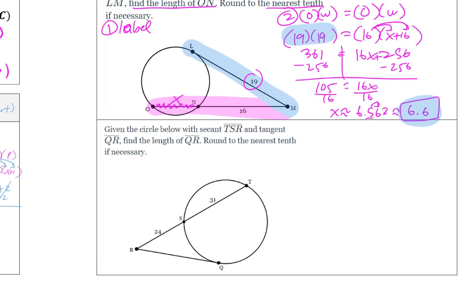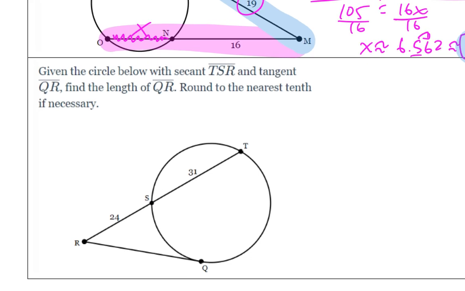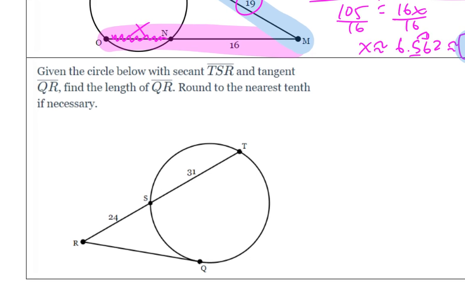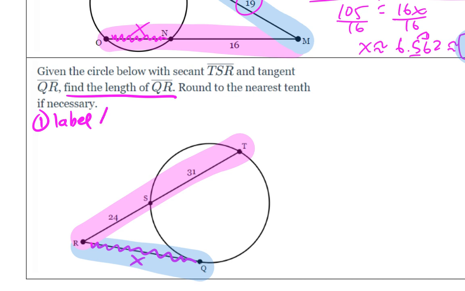On that, let's do our final one. Let's see if you can set this one up on your own. All right, so let's go. The first step we want to do is we want to label, right? Okay, so let's do that. It says find the length of QR. So QR is right over here. We're going to say that's X, right? Let's go ahead and highlight our 2, right? Label and highlight.